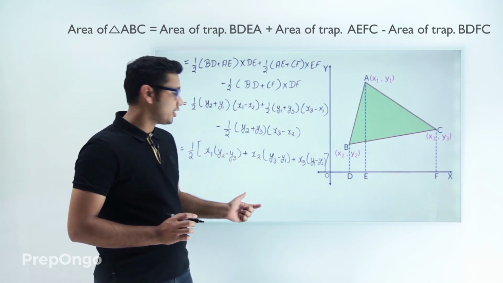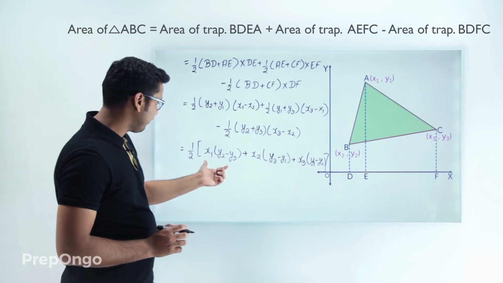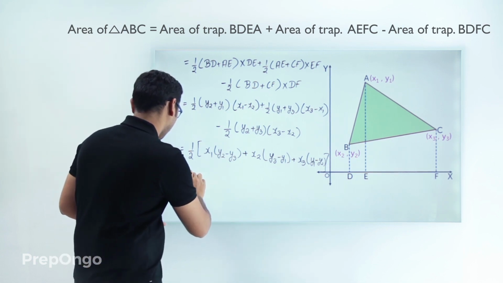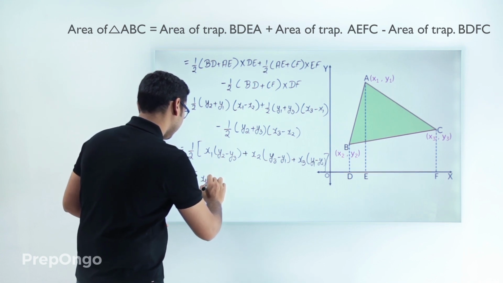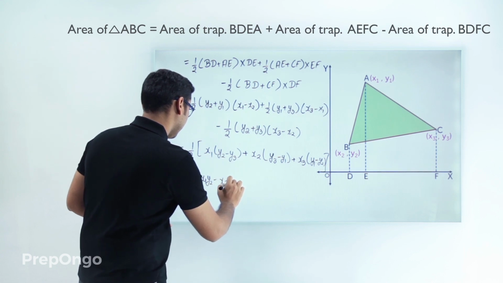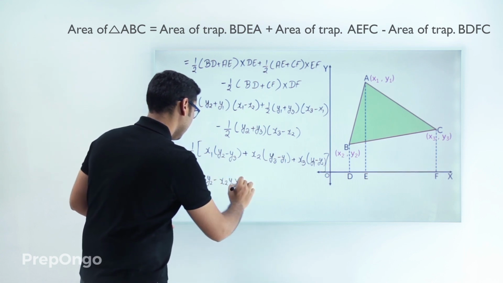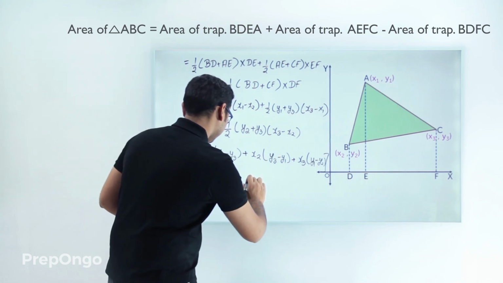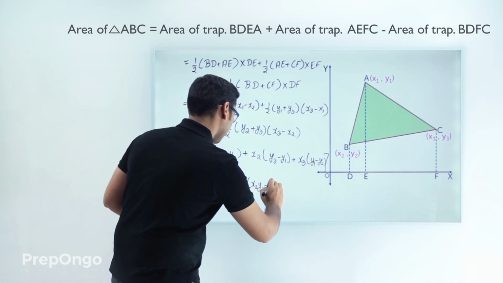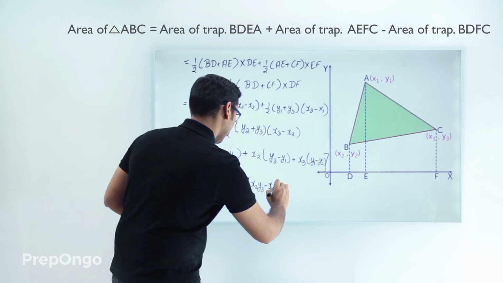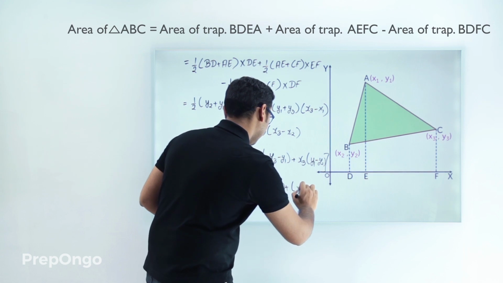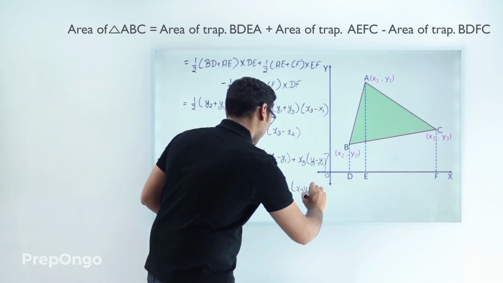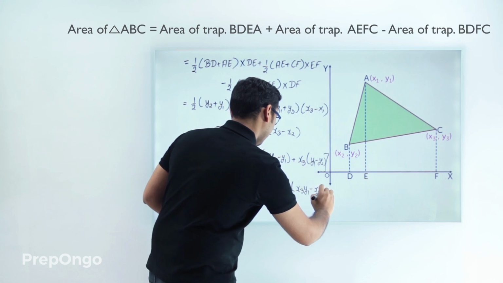There is one more method to get the value of the area of this triangle. If we solve this further, we get the relation half, in bracket, we will be getting x1 y2 minus x2 y1 plus x2 y3 minus x3 y2 and plus finally it comes x3 y1 minus x1 y3.